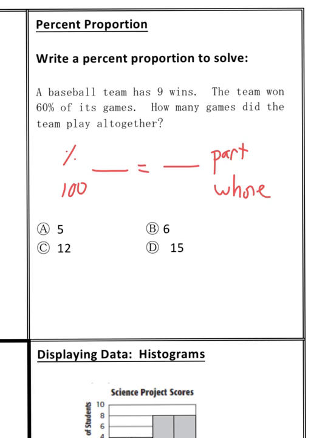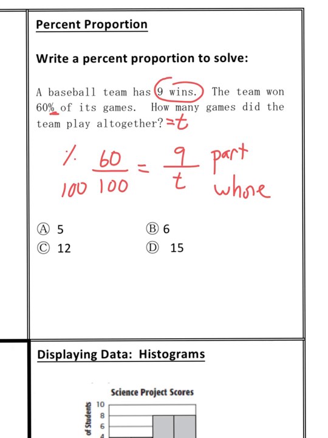So, as I read this, it says a baseball team has 9 wins. The team won 60% of its games. There's my percent. How many games did the team play altogether? Now, since I don't know how many games the team played altogether, that sounds like a total. I'm going to use T for total. So my percent is 60, so I'm going to do 60 over 100. Now, for the part over whole, the wins are going to be the part, the total games is going to be the whole. So the 9 wins is the part, and the total games is the whole, so that's T.